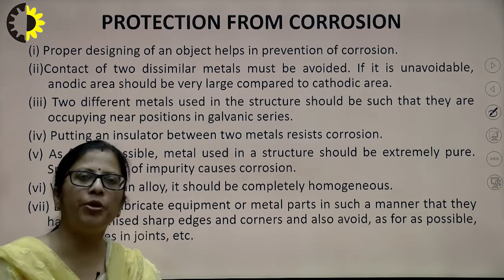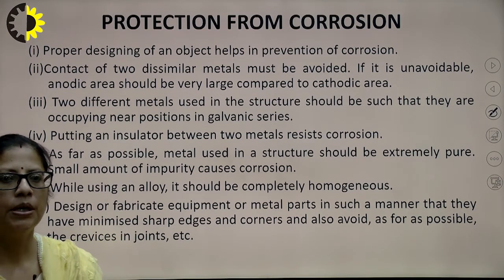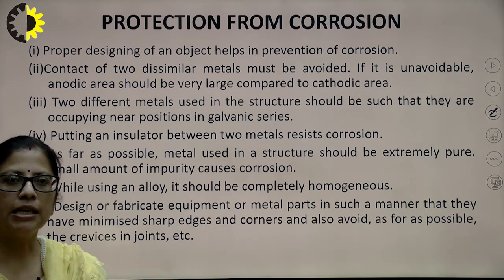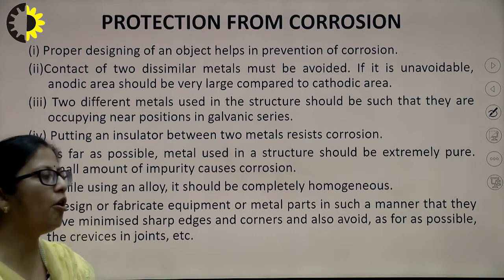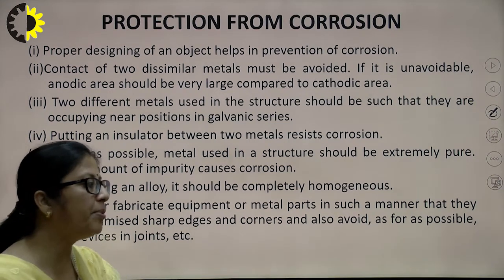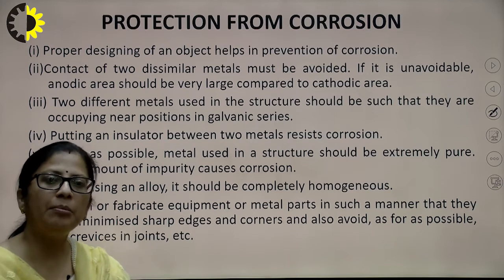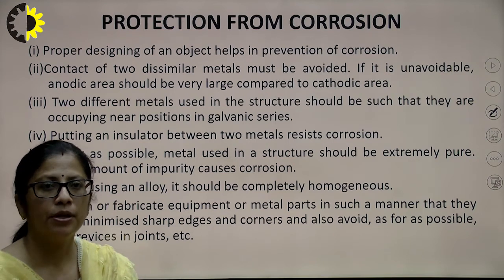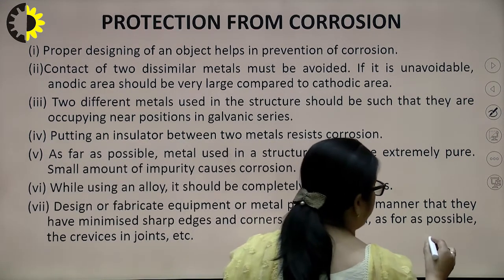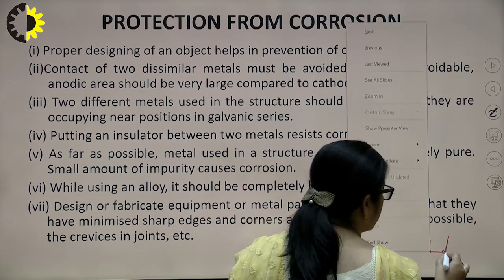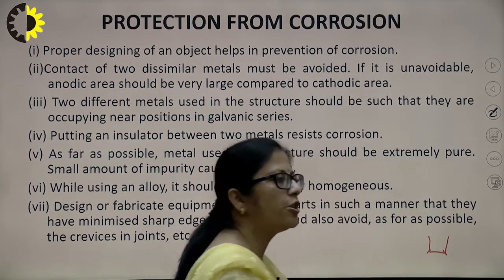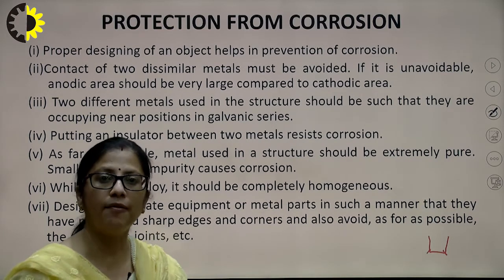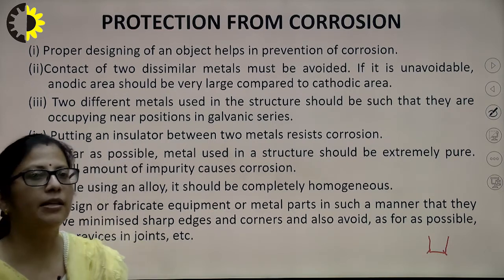Now, coming to protection from corrosion. These are some general points where we can protect our metal from getting corroded. First is the proper designing of an object. It helps in preventing corrosion. Proper designing means simple designing. The fewer the L, T, U shapes and cornered shapes, the better, because in these shapes there are corners, and in these corners the concentration of oxygen is less. So, an oxygen concentration cell will develop and hence corrosion will take place.